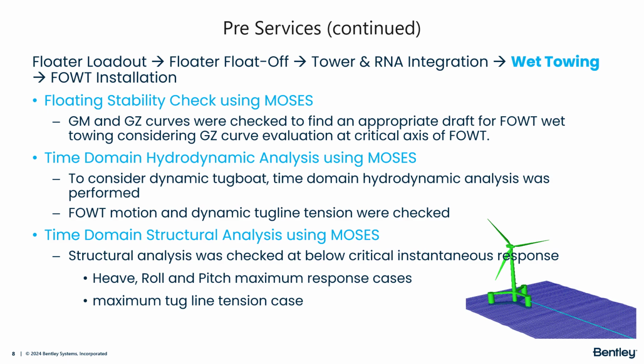Additionally, if the towing line is too long, the floater may exhibit excessive motion perpendicular to the tug line. This phenomenon is known as the fishtail effect. To prevent this, the towing lines must be appropriately sized. All these analyses were carried out using a single software, MOSES.